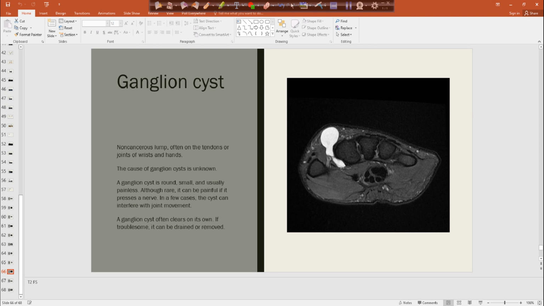Ganglion cyst, they occur in the wrist most typically. This is a T1 fat-sat, T2 fat-sat because it's bright. We know cysts are usually benign tumors.